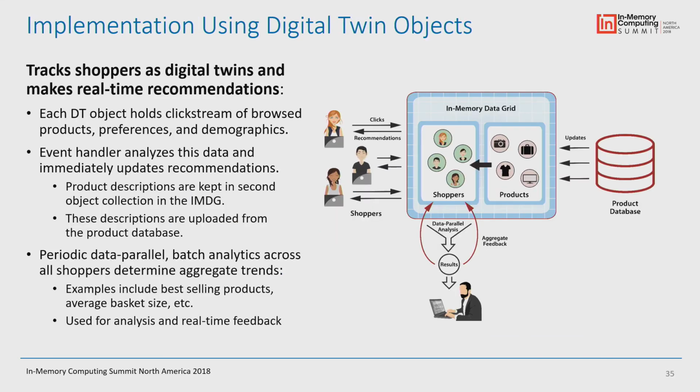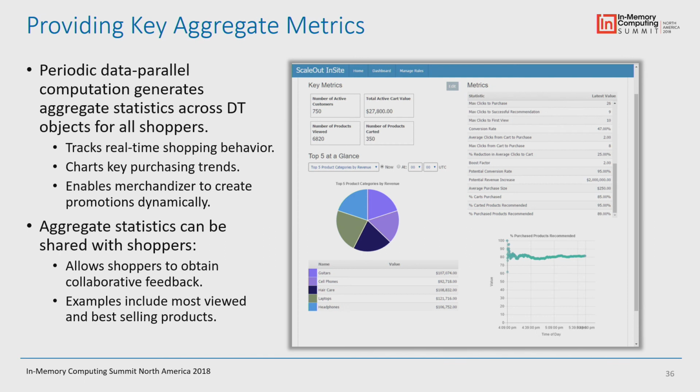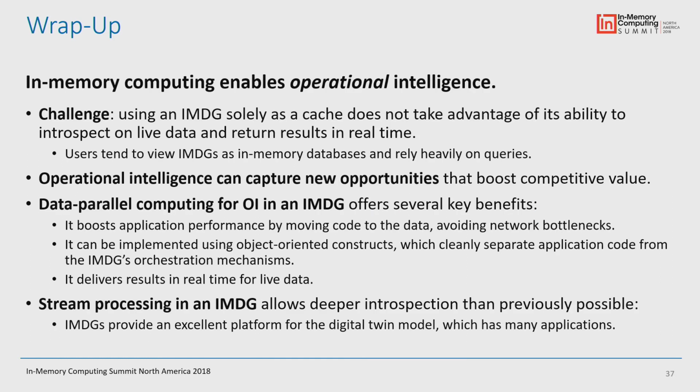We also can roll that up with metrics on a dashboard for the merchandiser to see what are the most popular products, what are the most popular brands, and what are the sales today, et cetera. So it's all real-time analytics updated every few seconds, made possible by data parallel computing. And the domain here is the shopper, right? We're doing it across shoppers. And we're also doing the stream processing using this digital twin approach where each shopper is a digital twin object in the grid.